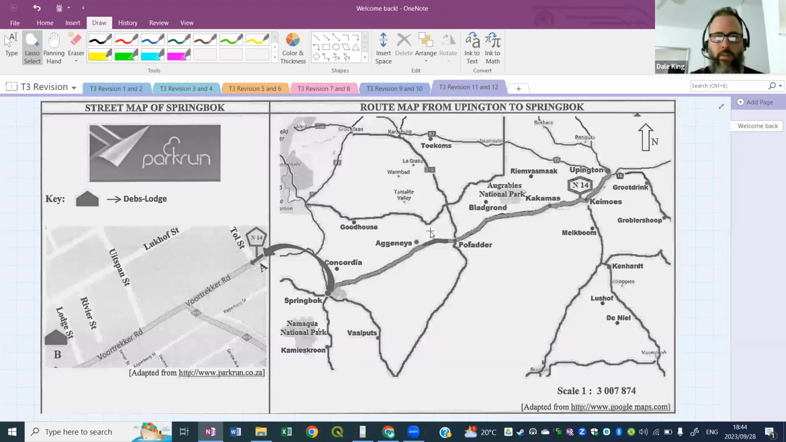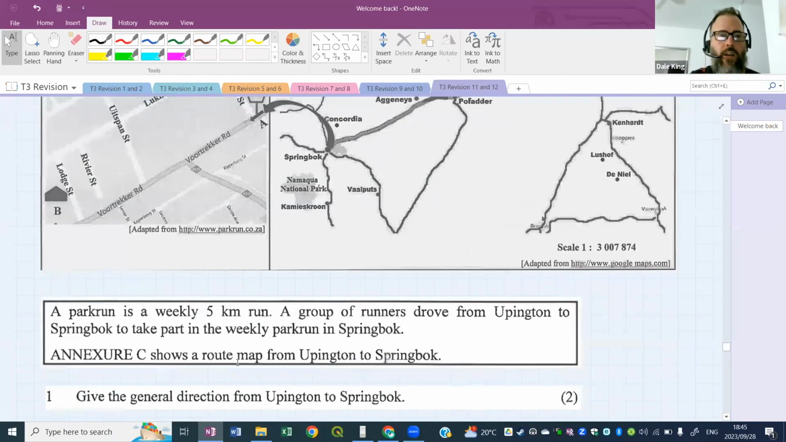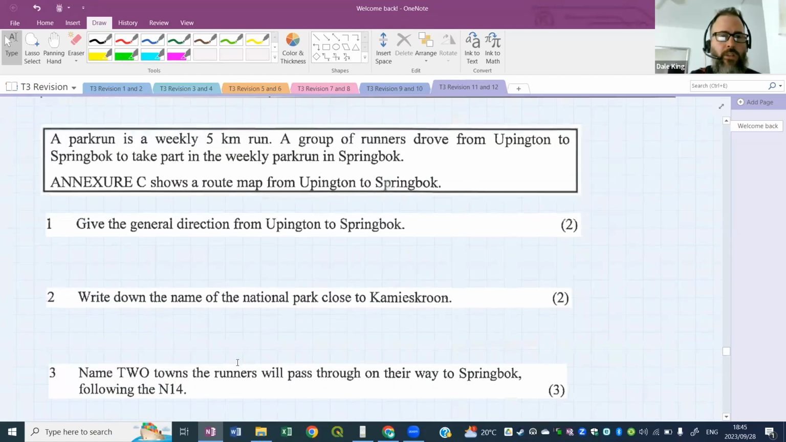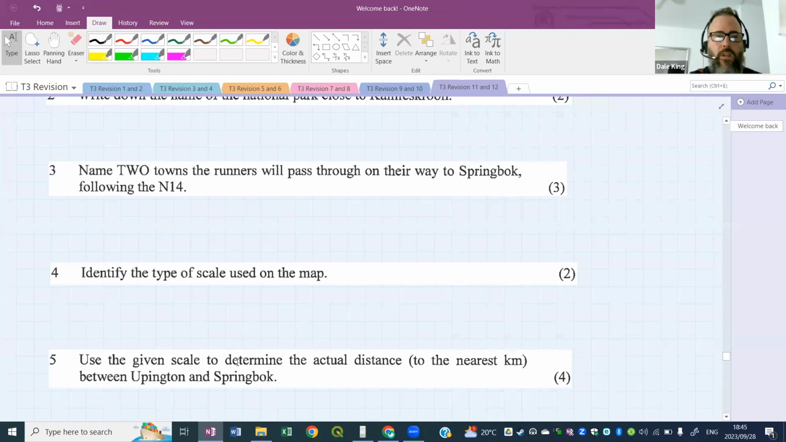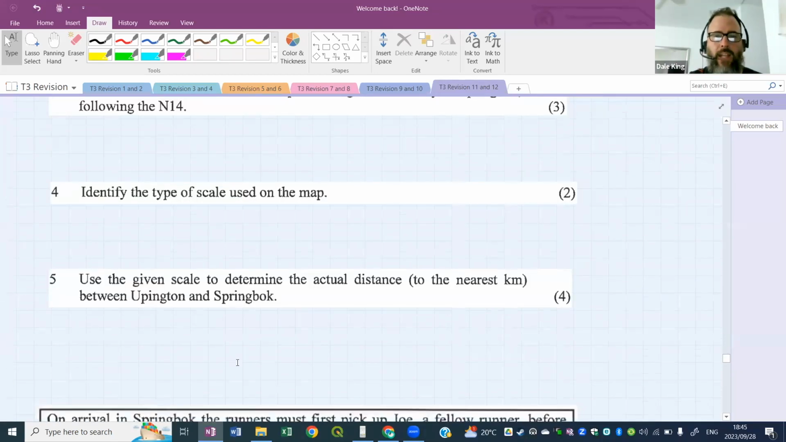Direction: north, south, east, and west. They ask for explaining directions: take a left, turn right, go past this. They ask that question as well. All right. See, they give the general direction, write down the name of the park close, name 2 towns, identify the type of scale used, use a given scale to determine the actual distance.